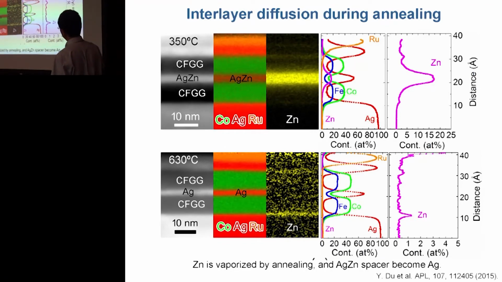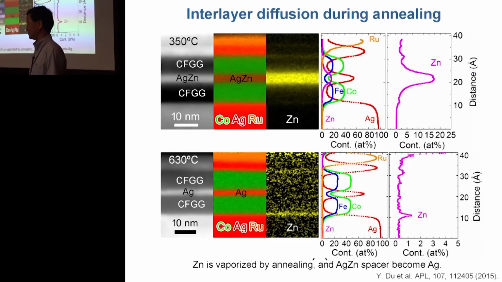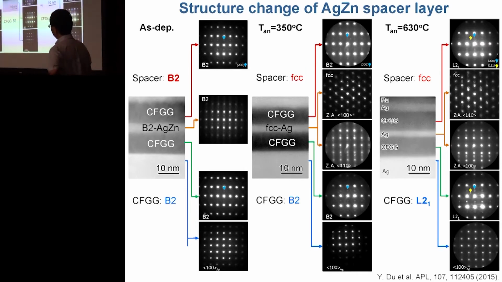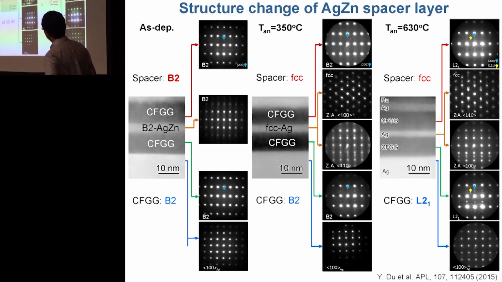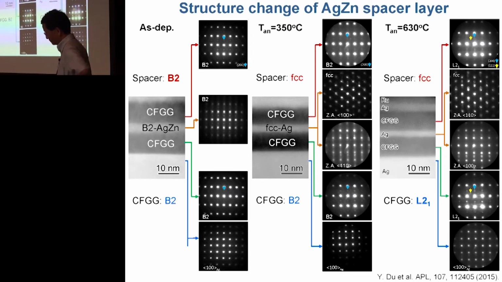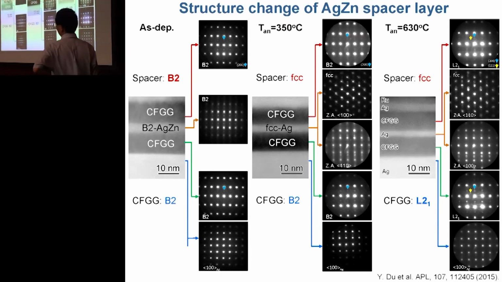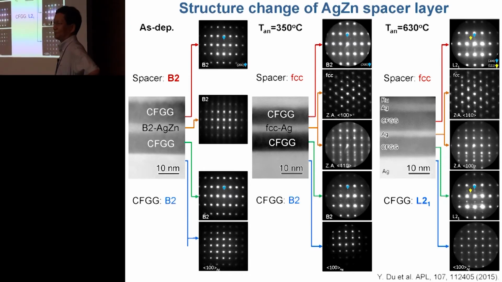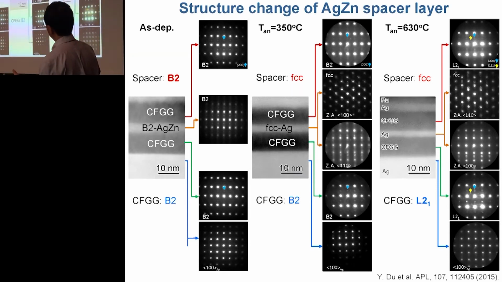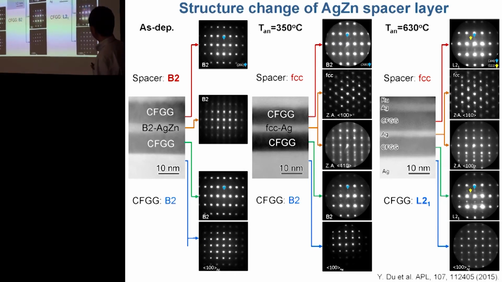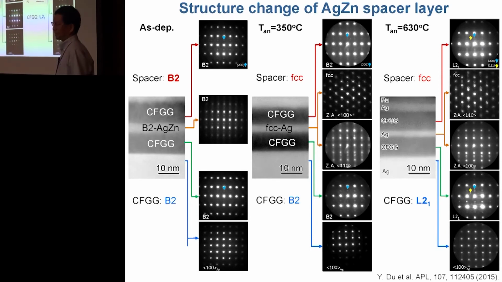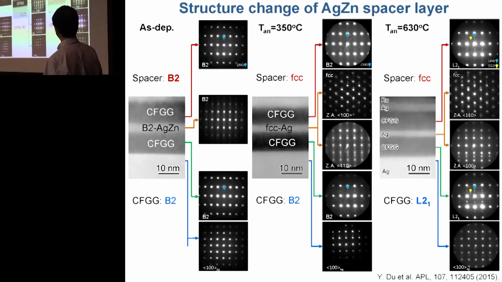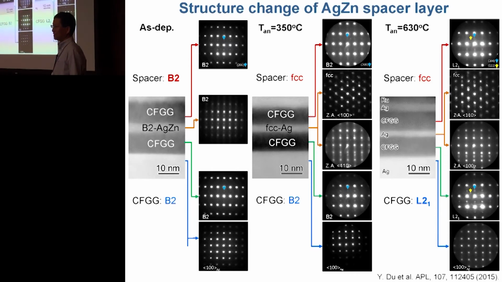So it turned out this is a CFGG, silver, CFGG CPP-GMR. Nothing special. Nothing to do with the band matching. So we looked at the structure in the as-deposited condition. This is CFGG was B2, silver zinc was B2, and CFGG was B2. So all B2 CPP-GMR. And when we anneal this at 350, to our surprise, this silver zinc changed to the FCC structure. Silver zinc is initially B2, so it's BCC based, but this one changed to FCC structure. And after annealing at 630, this one becomes pure silver with the FCC structure. So this turned out to be CFGG, silver, CFGG CPP-GMR.